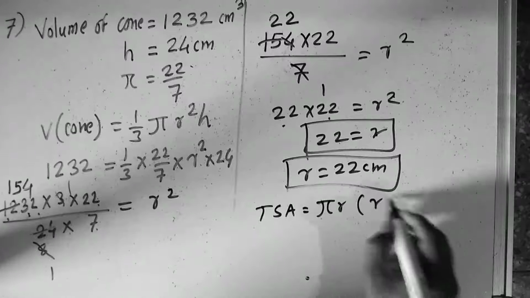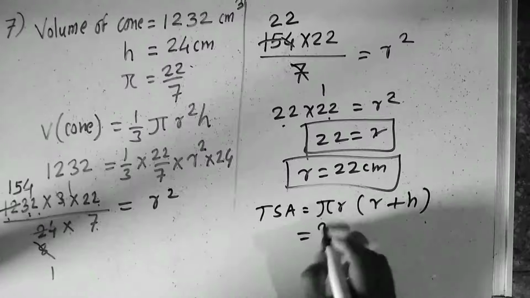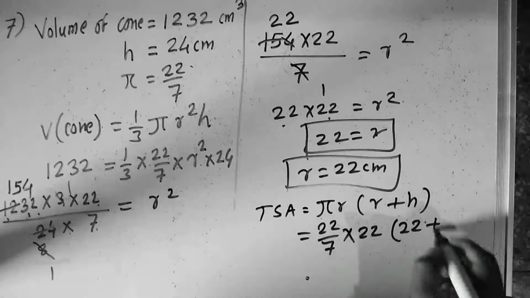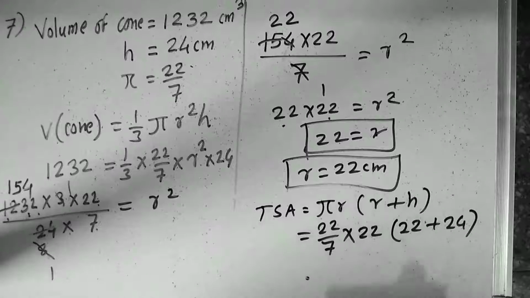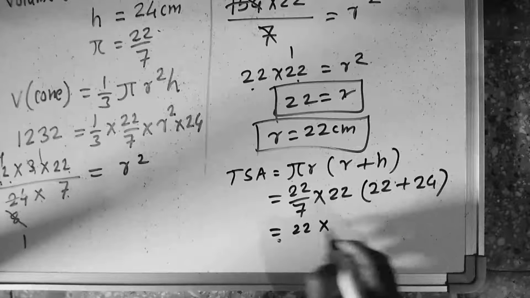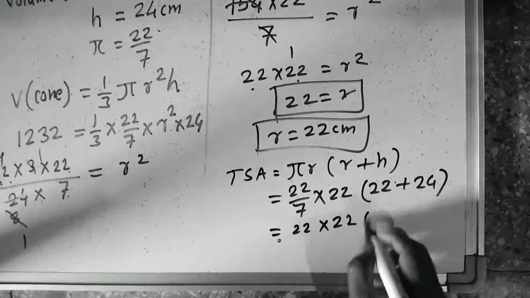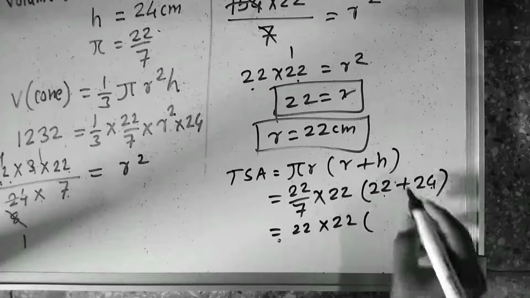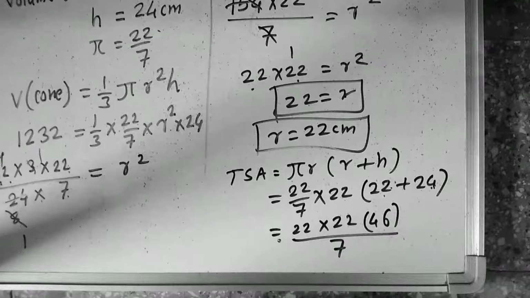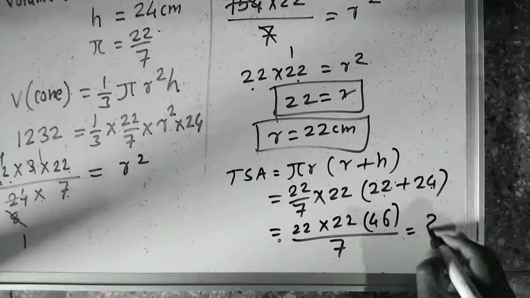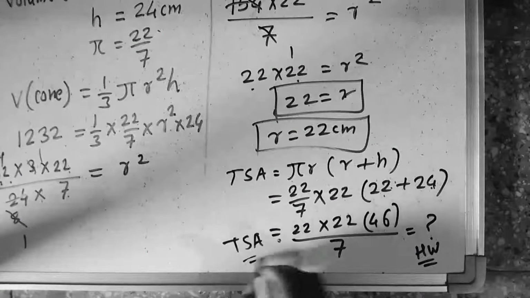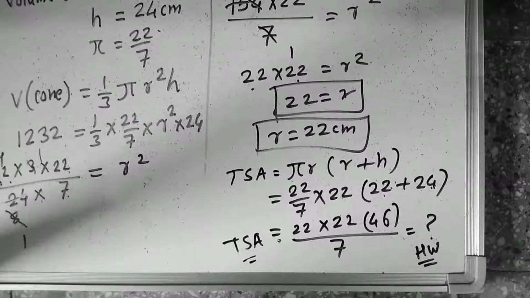Pi r in bracket r plus h, because it is already available. Pi is 22 by 7 multiplied by r value, which is 22, in bracket r value 22 plus h value 24. Now let's solve this, students. 22 multiplied by r value 22, in bracket 22 plus 24 will be 4 plus 2 is 6, 46, upon 7. And now what will be the value? It is homework for you. Solve it.